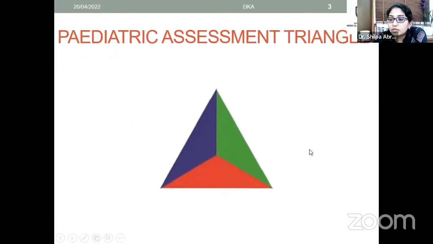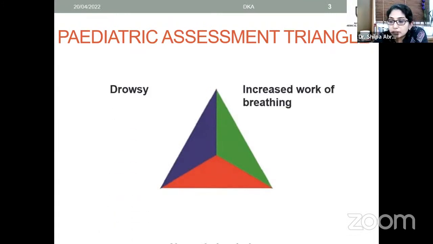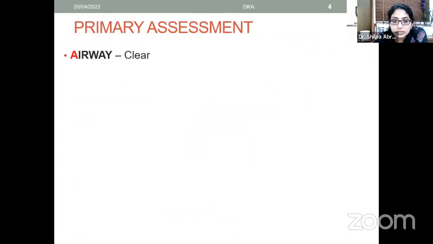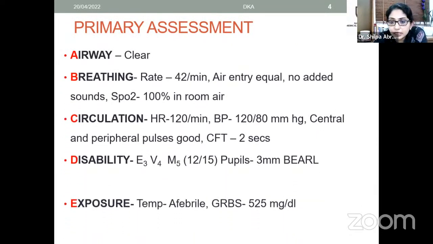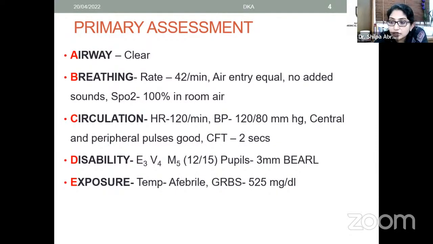Now we go to the pediatric assessment triangle in this child. When this child came to the ER, the child was drowsy. There was increased work of breathing, and the circulation was normal. Then when you go to the primary assessment, the airway was clear, breathing, he had tachypnea, air entry was bilaterally equal, and saturation was maintained.